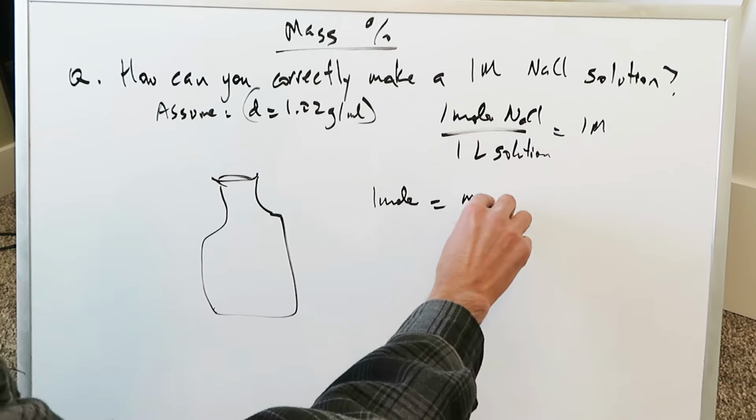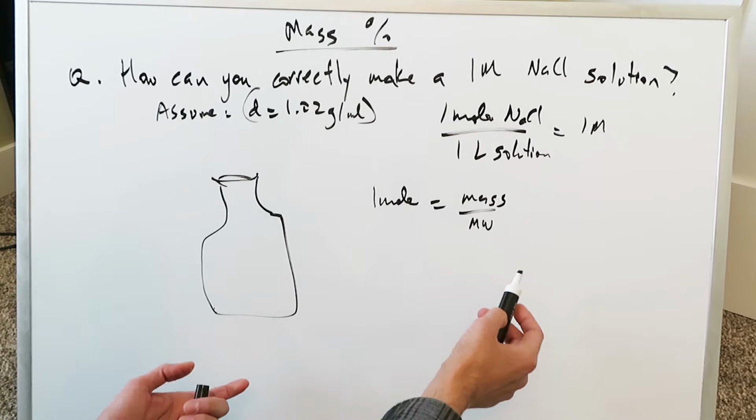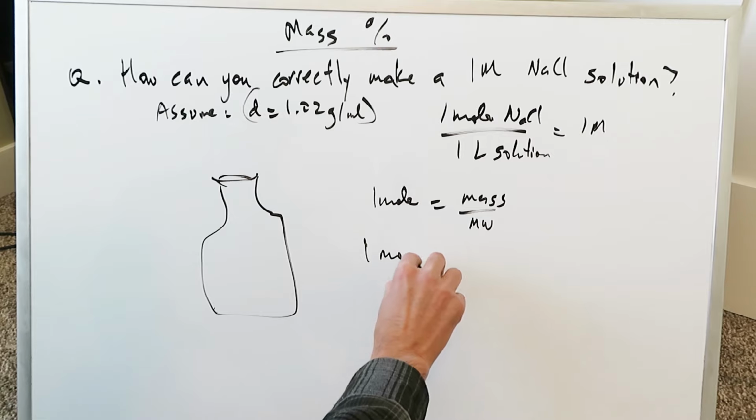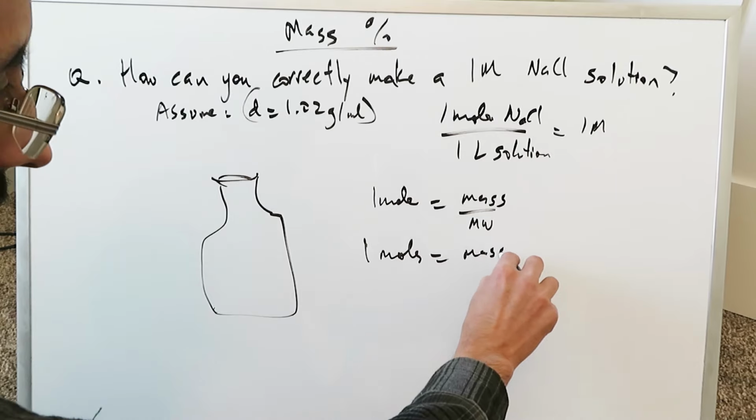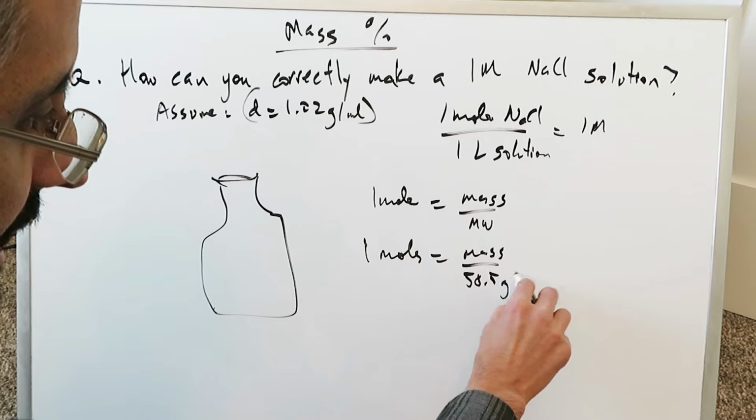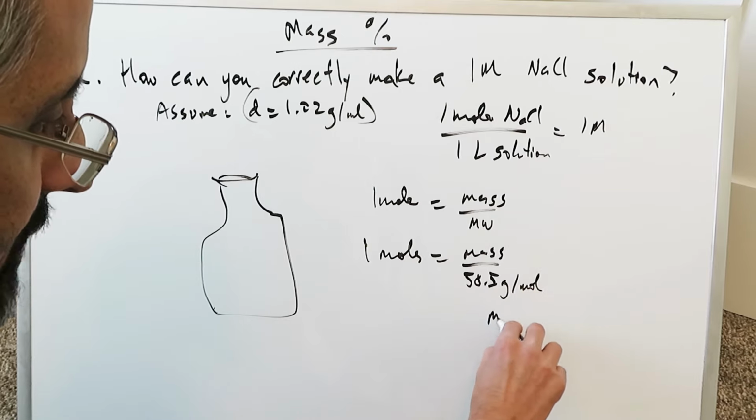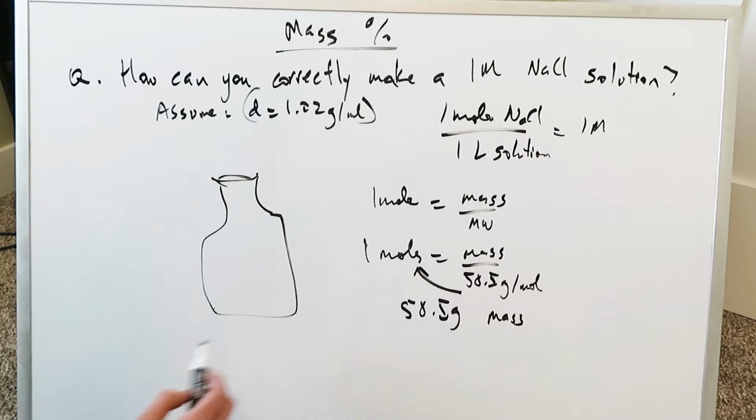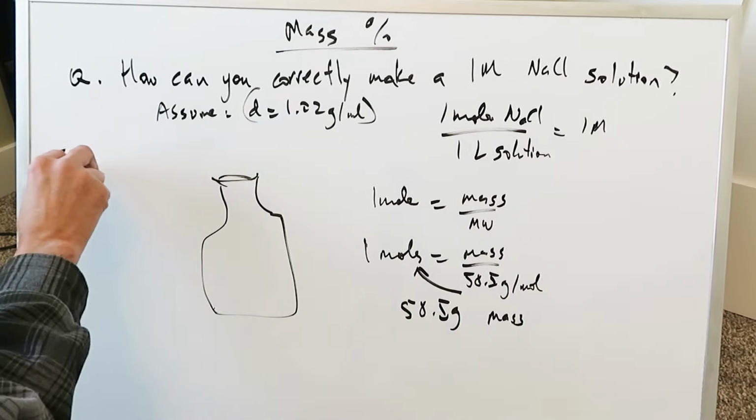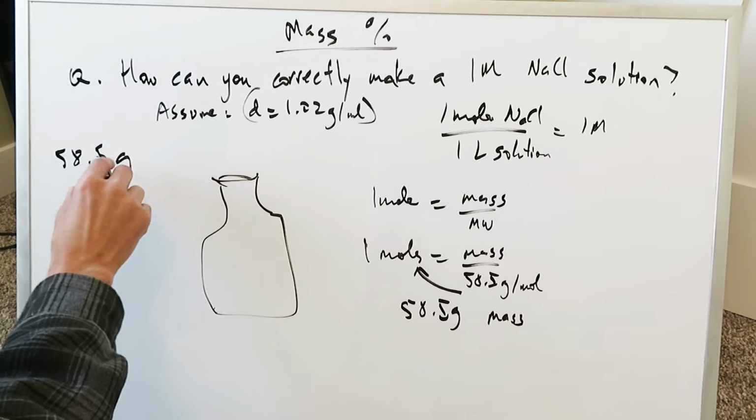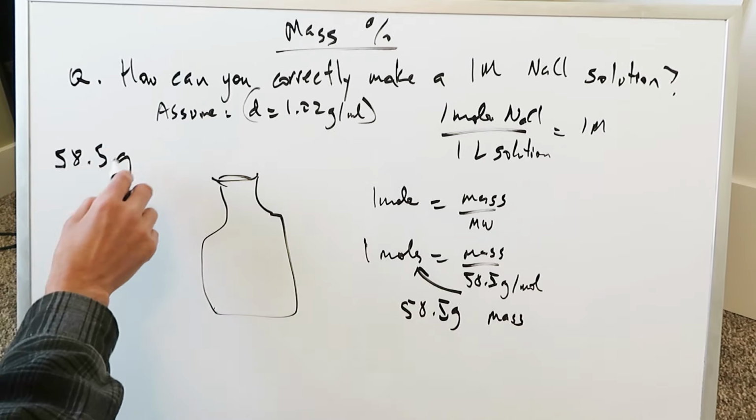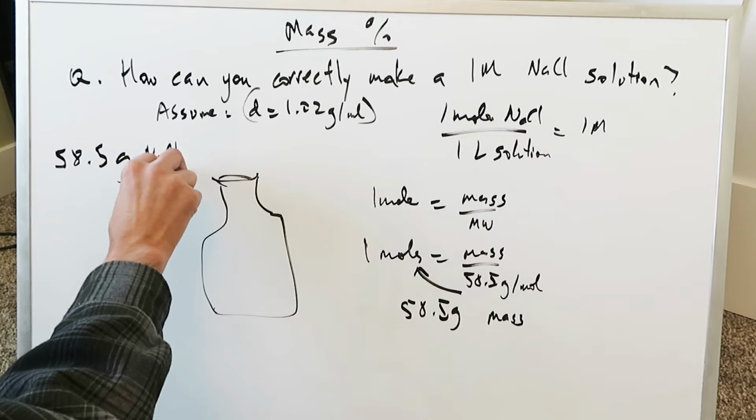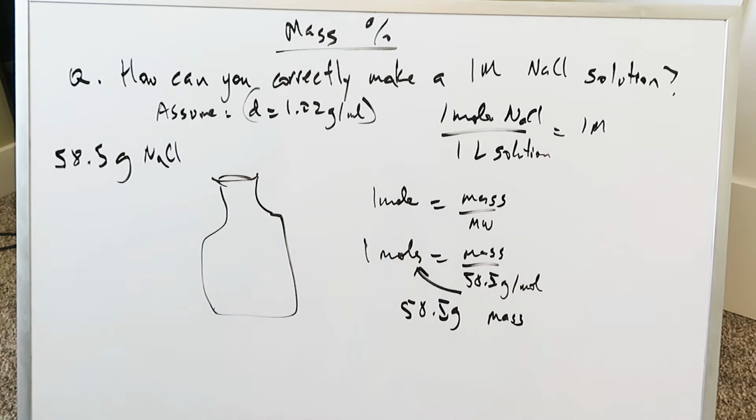What's 1 mole of sodium chloride? It's equal to mass divided by molar mass, the molecular weight of sodium chloride, which is 58.5 grams per mole. That tells you the mass will be 58.5 grams. We don't have to be 100% accurate with the decimal places. To make a proper sodium chloride solution, you put in 58.5 grams of solute, which is right here marked 58.5 grams.